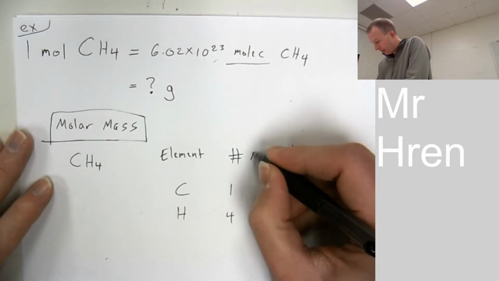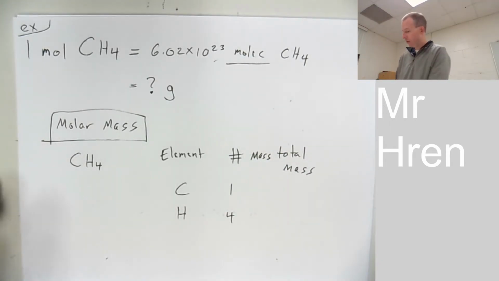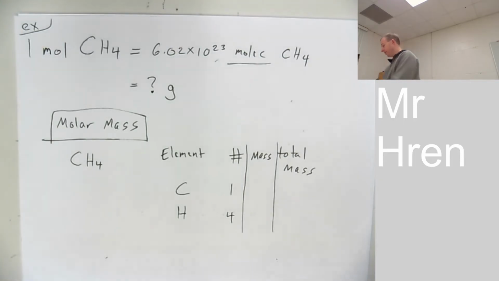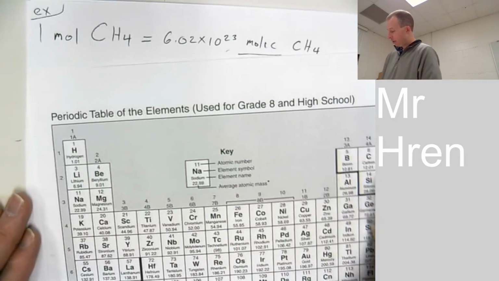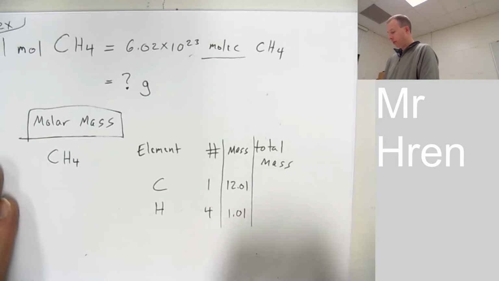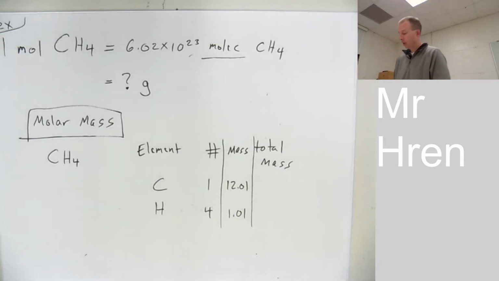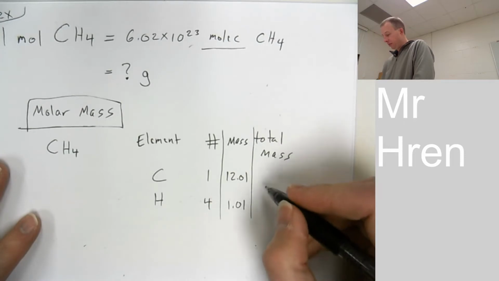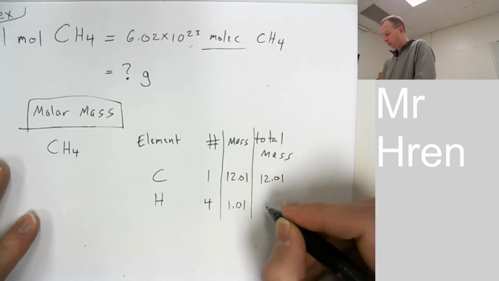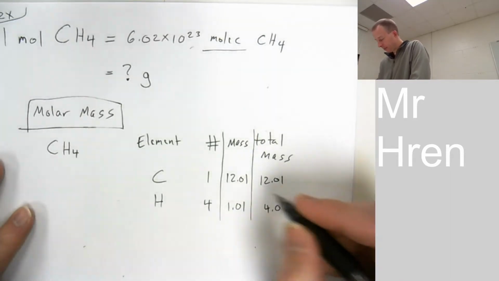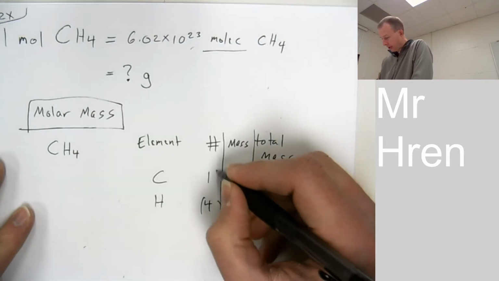Oh, I forgot. We just need the mass before we have the total mass. So what is our mass of carbon off the periodic table? You're going to say it's 12.01. There's carbon's mass. Hydrogen's mass is 1.01, again, off the periodic table. So you can maybe see how this is going to go here. 1 times 12.01 is obviously 12.01. 4 times 1.01 is 4.04. So you're going to multiply these numbers together. I'll do parentheses there to indicate that.